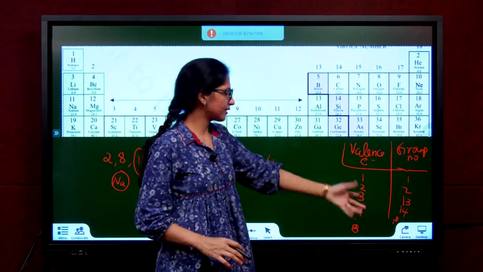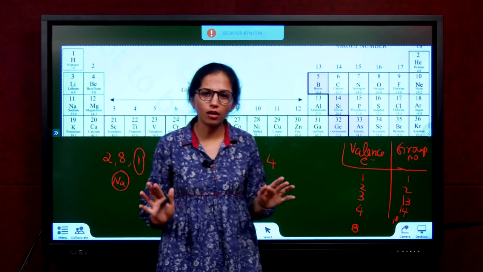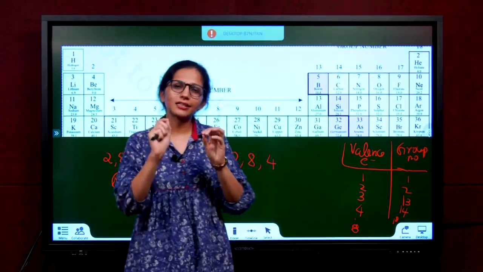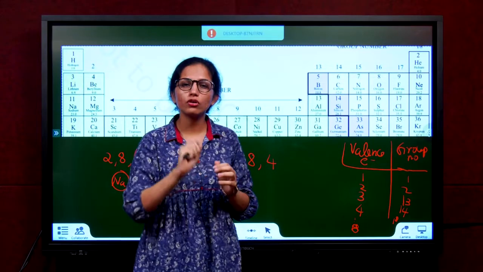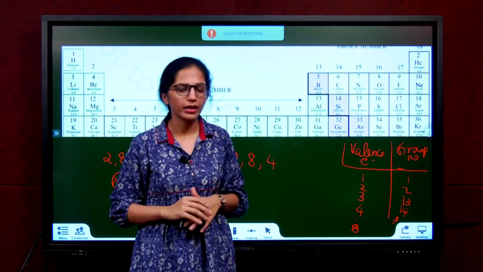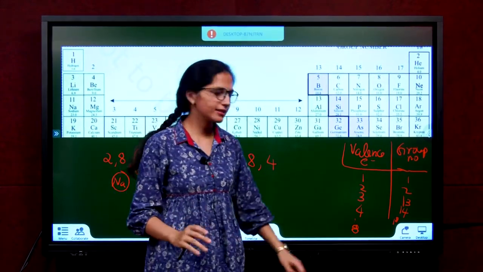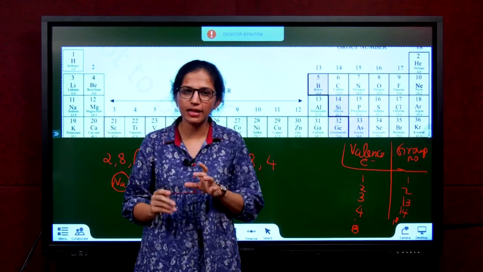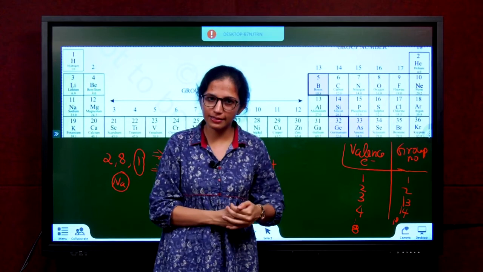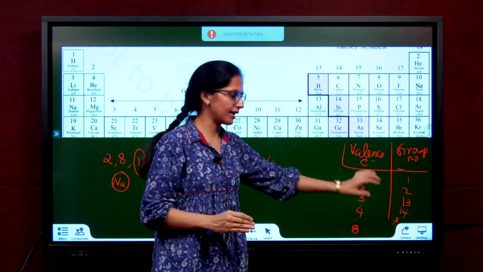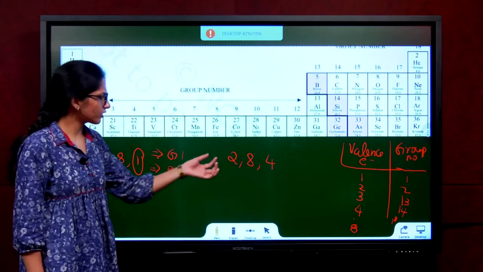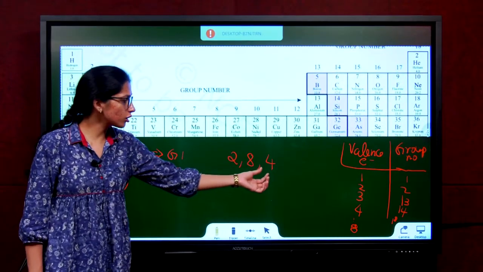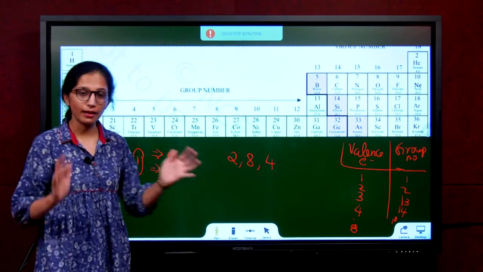Now, why do we apply this law? It is not a law, it is not a rule. This is just a shortcut technique for you to understand which group it belongs to. You cannot generalize this. It only holds good for the first 20 elements. Since you have only 20 elements in the syllabus, for now you can learn this as a shortcut technique. So when you see 2, 8, 4, you should not say it's group number 4. Why does that happen?